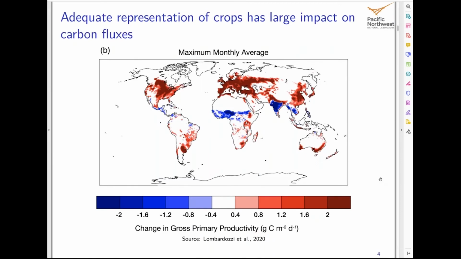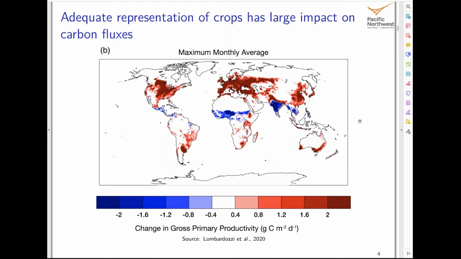And it has been shown that adequate representation of crops has a large impact on carbon fluxes. For example, the figure here shows the difference in the maximum monthly average GPP when crops were adequately represented, with various crop species and agricultural management represented, versus crops being represented as grassy crops in the CLM model. We can see that the GPP is grossly underestimated in various parts of the globe. This shows that we need to have proper representation of crops in our Earth system models.